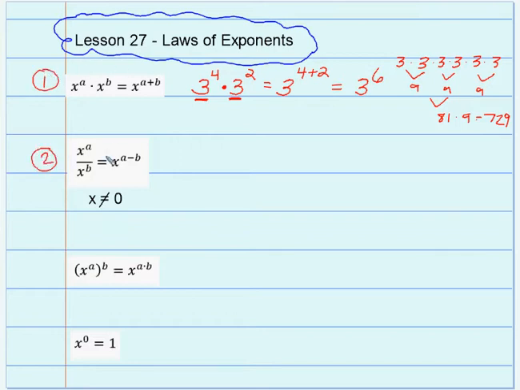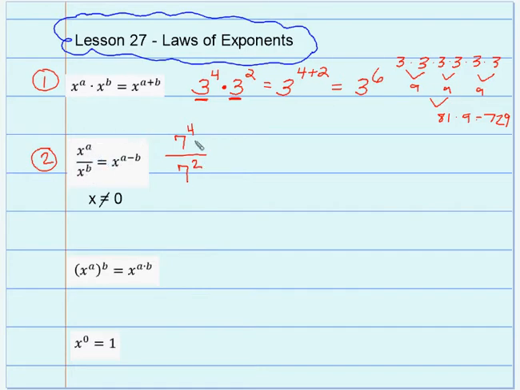The second one right here says x to the a power divided by x to the b power is going to equal x to the a minus b power. Now the thing here is that x cannot be 0 because we cannot divide by 0. So let's try 7 to the 4th power divided by 7 squared, 7 to the 2nd power.